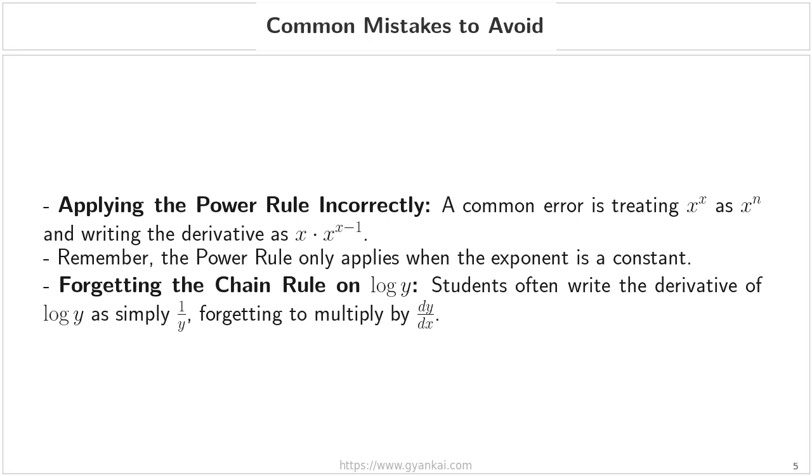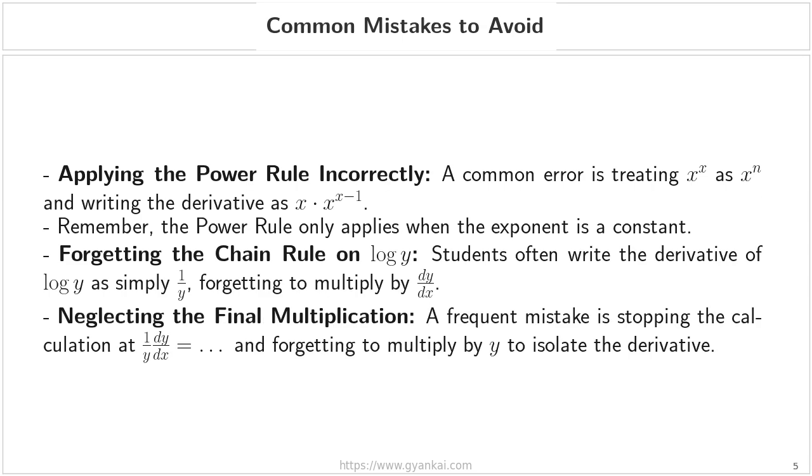Next, watch out for forgetting the chain rule when differentiating the natural log of y. Many students simply write 1 over y, forgetting that since y is a function of x, you must multiply by the derivative of y with respect to x. This is a crucial part of the implicit differentiation step we performed in our example.